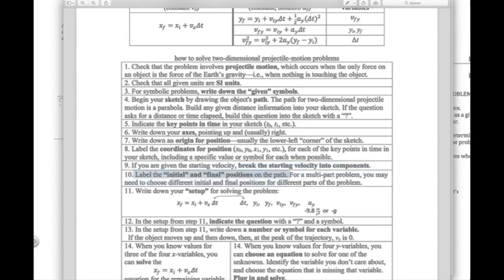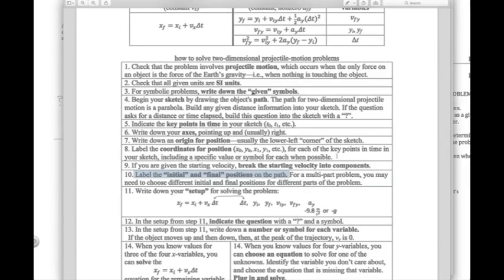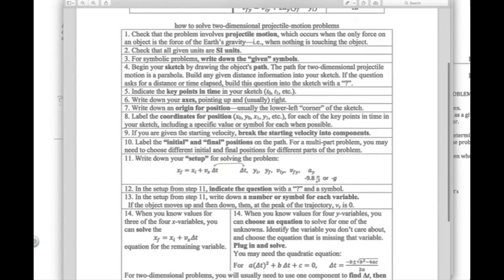Moving on, we need to label the initial and final positions on our path. I'll choose this as the initial position and this as the final position. Those are the 2 points we care about. We care about this point because the question is asking about it, and we care about this point because we were given information about it. Now we're ready to write down our setup for solving the problem. Here's the setup, so let's write that down.